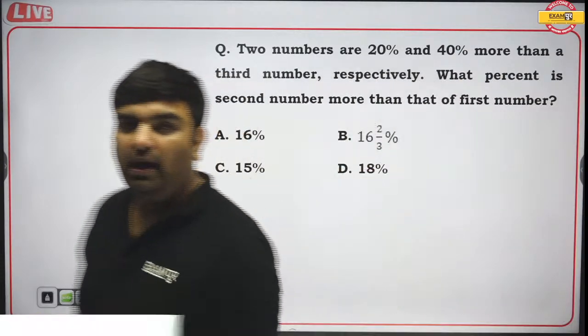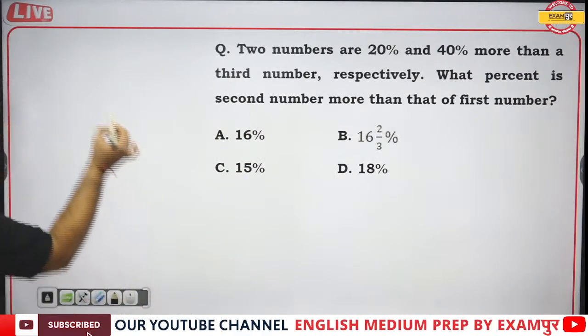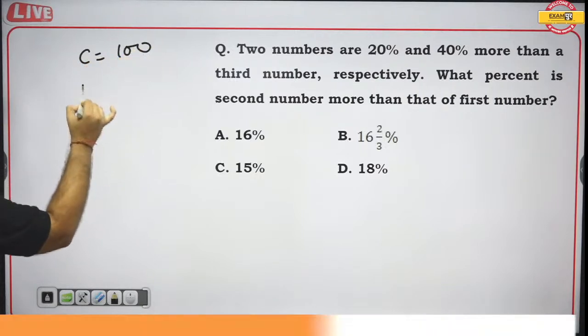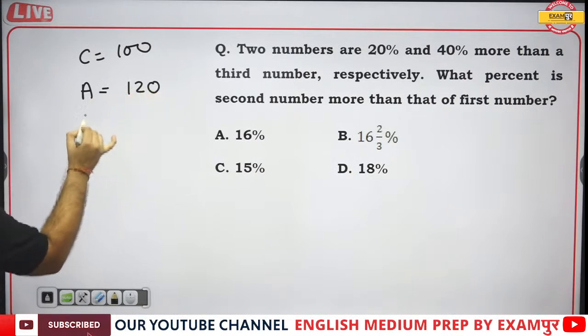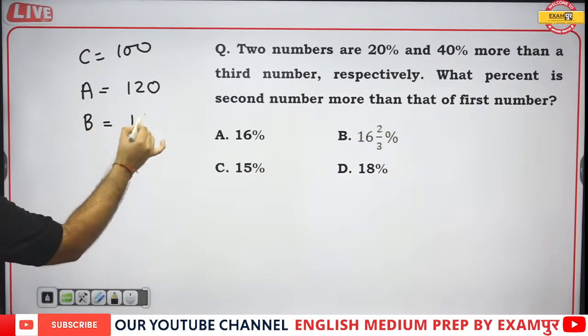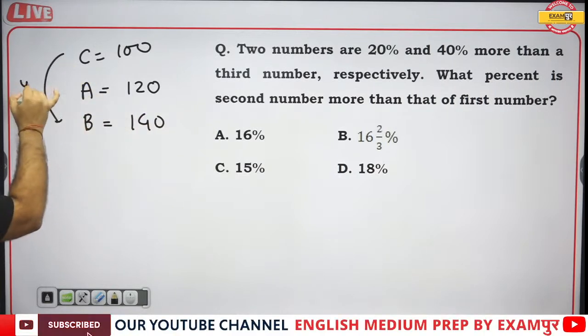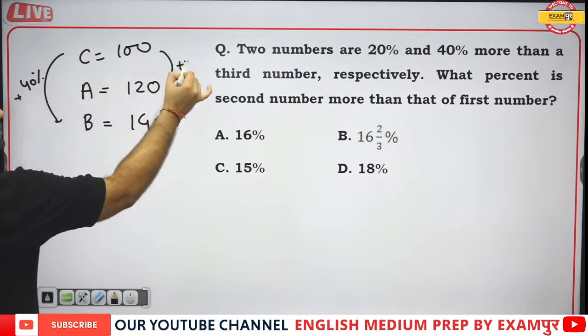Two numbers are 20 and 40% more than the third number. Assume the third as 100. So first is 20% more, so 120, and second is 40% more, so 140. 40% more from whom? C. 40% more. And first is 20% more.